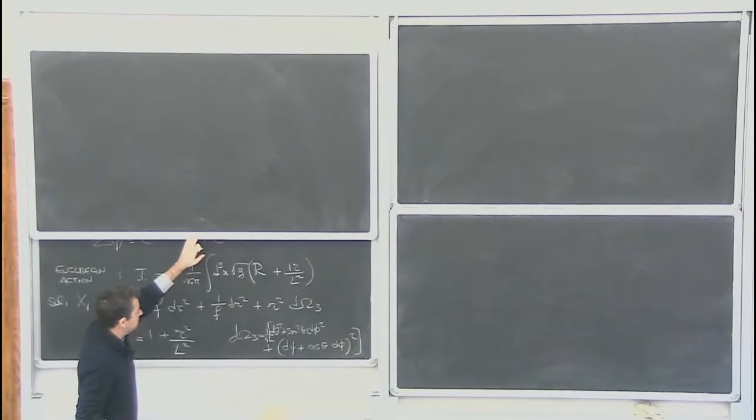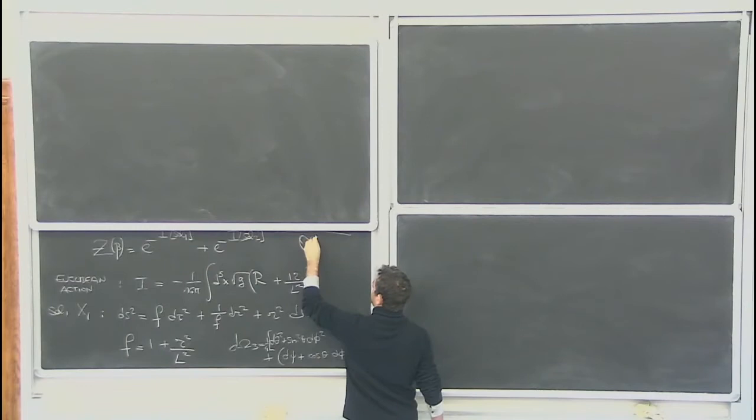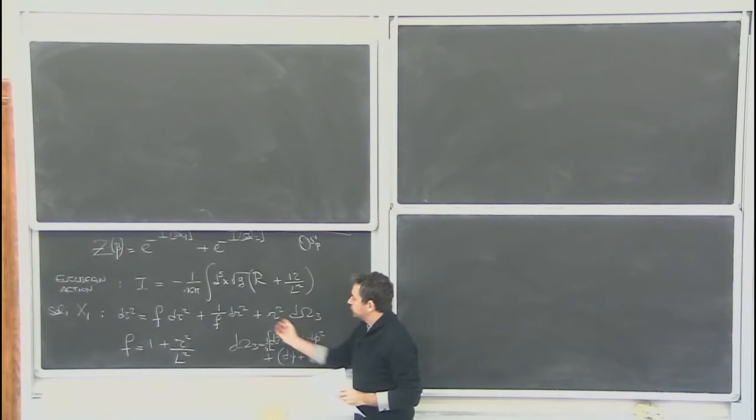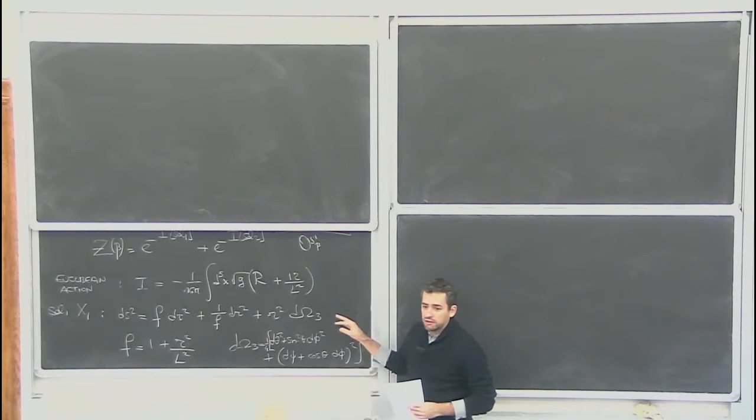Basically, I just described it with my hands. There is a thermal circle of length beta that doesn't shrink, so it remains like that. And then the rest is something that closes off regularly, and so we could say it's just R4, the four-dimensional flat space topologically.